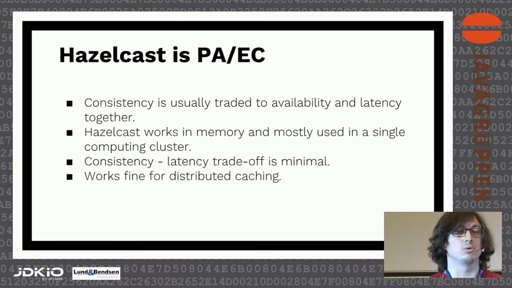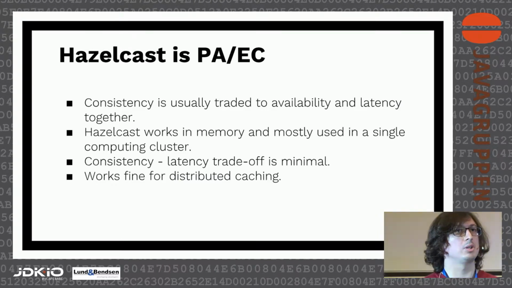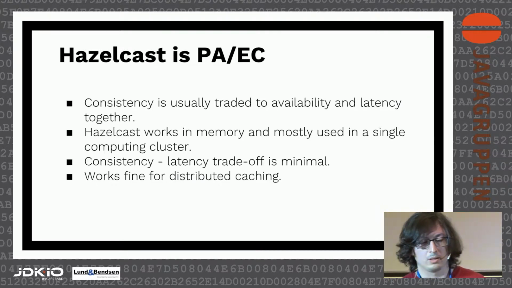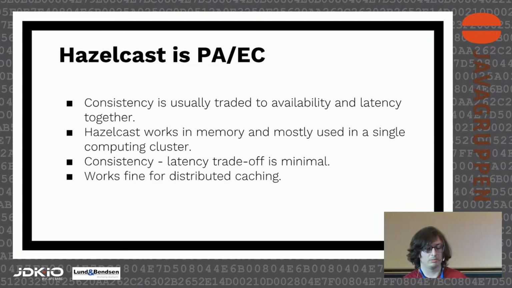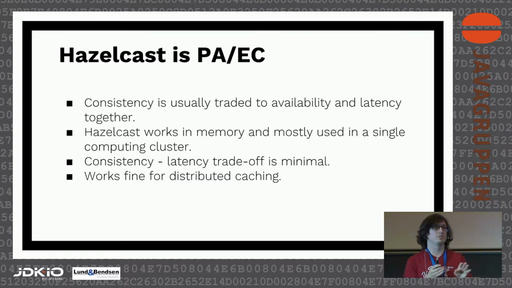Achieving or maintaining strong consistency requires either using a synchronous replication technique or having a primary copy, like we did in Hazelcast. But Hazelcast works in memory, and it is also mostly used within a single computing cluster where our clients and servers are located in the same place. So latency-wise, it doesn't make a big difference to hit different servers or different Hazelcast nodes. So this consistency-latency trade-off becomes minimal for normal operations. Therefore, we prefer to offer a better consistency model when the system runs under normal conditions.